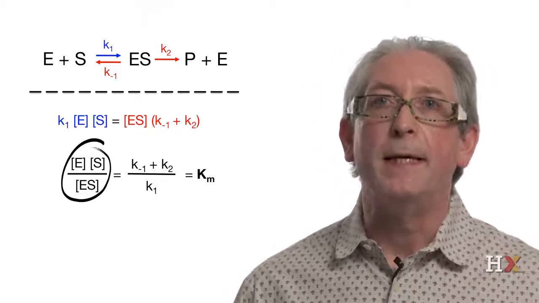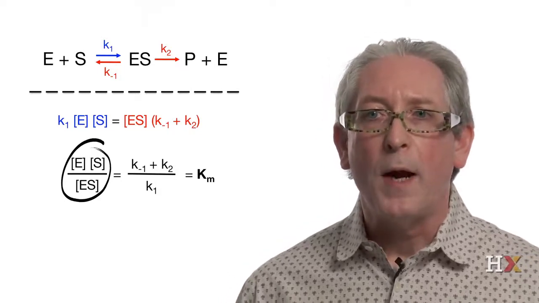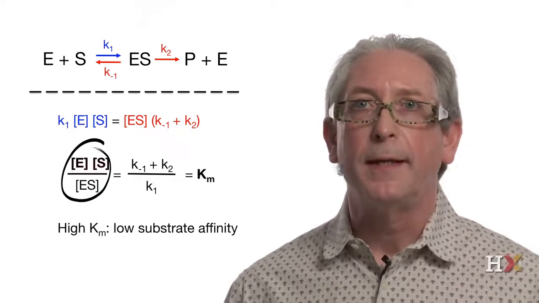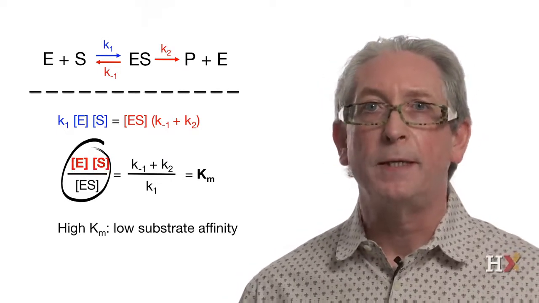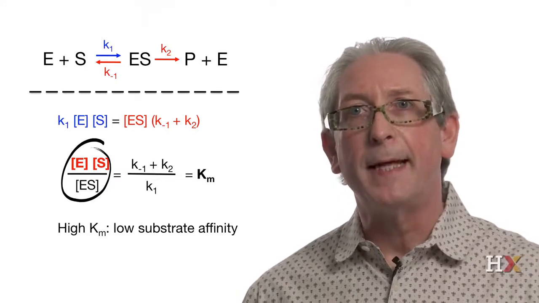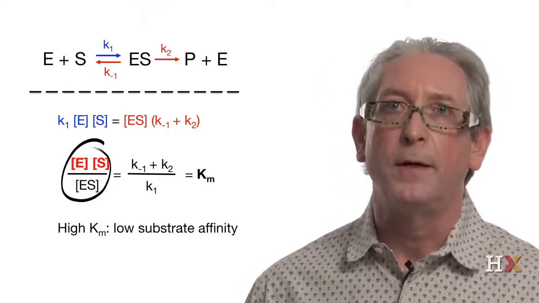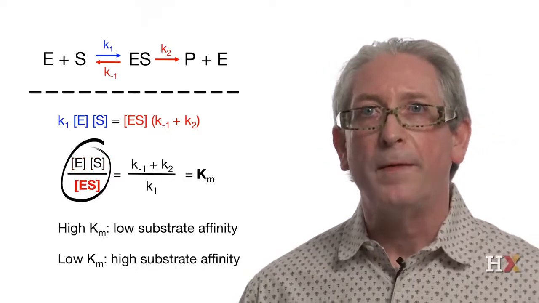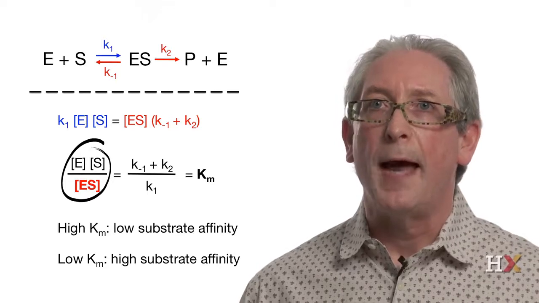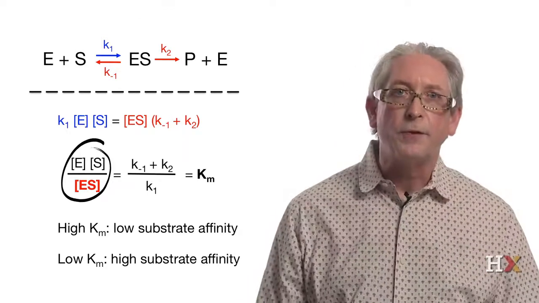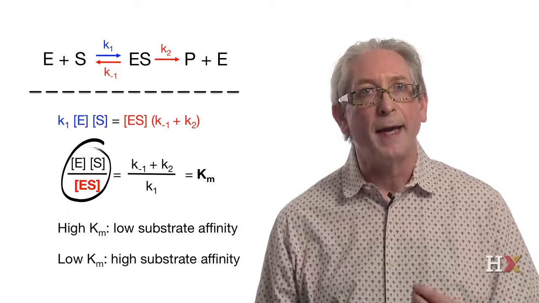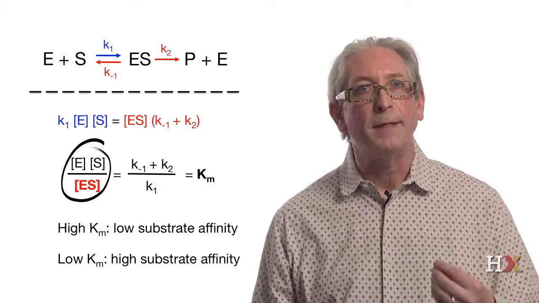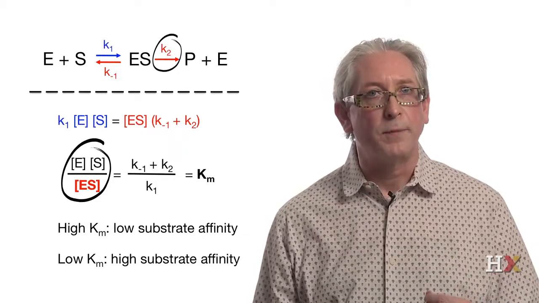What is the meaning of Km? Well, if we have a high Km, that means, based on our equation, that the concentration of enzyme-substrate is low, which suggests that the enzyme has a very low affinity for the substrate. Now, if Km is low, that means that there is very little enzyme that is free, and the concentration of the enzyme-substrate complex is high, which suggests that under this condition, the enzyme has a high affinity for its substrate.